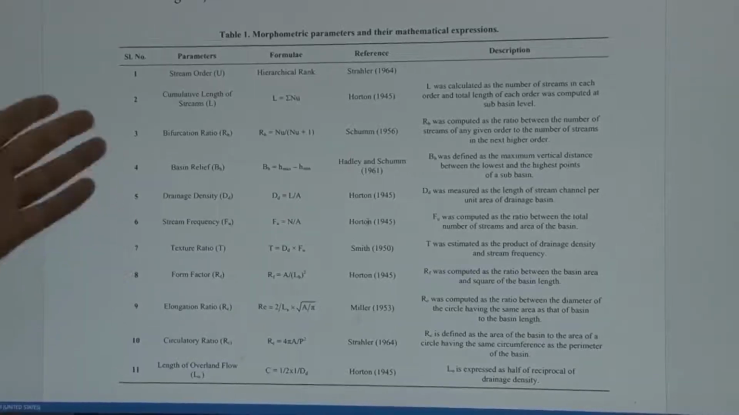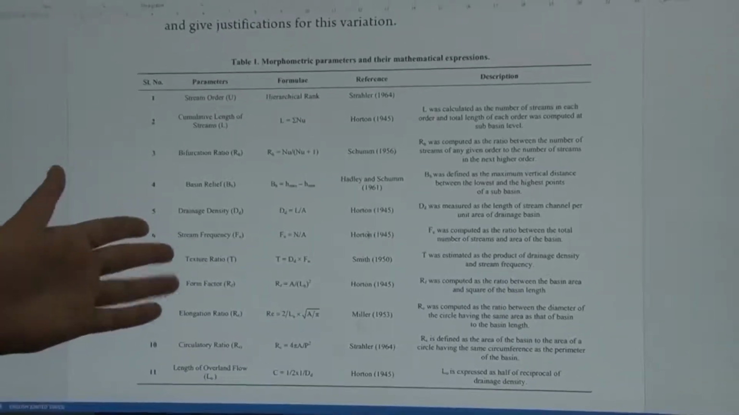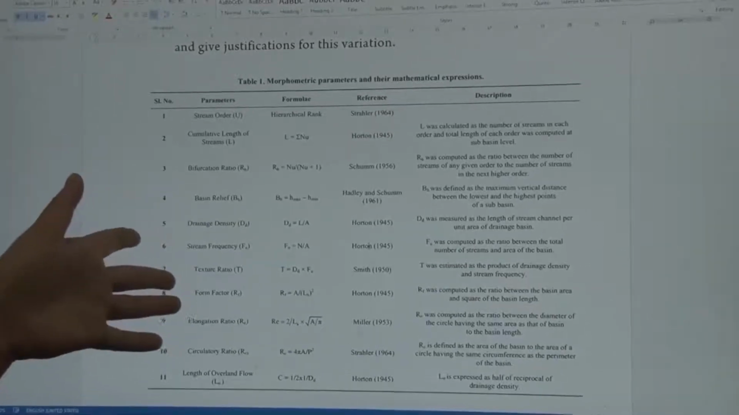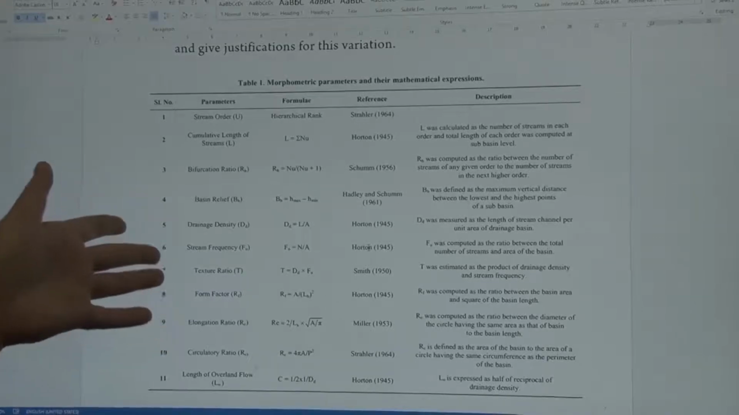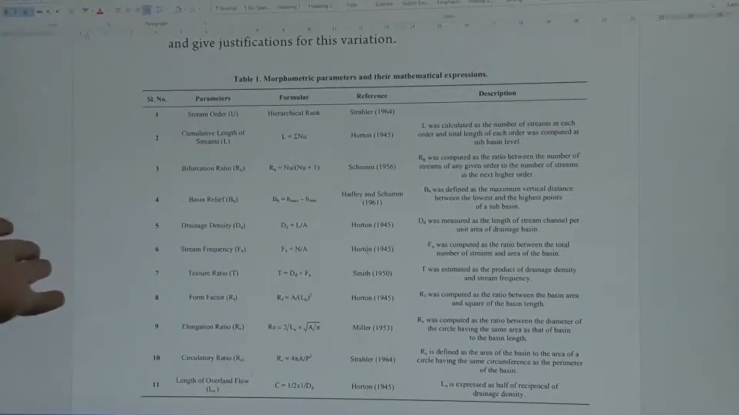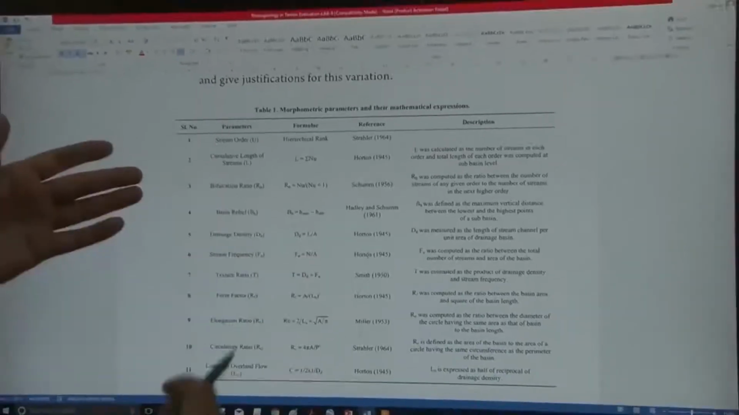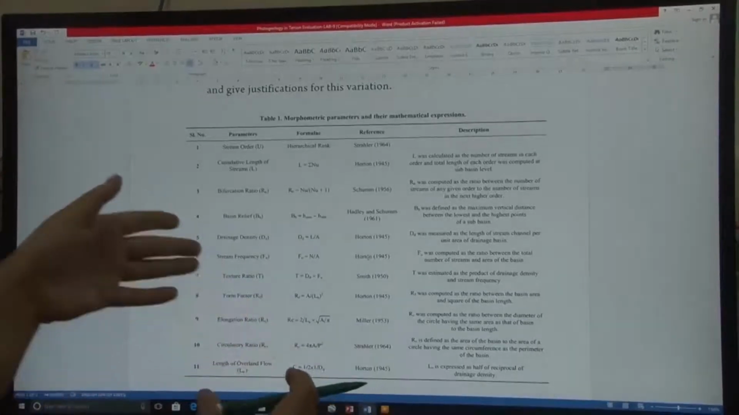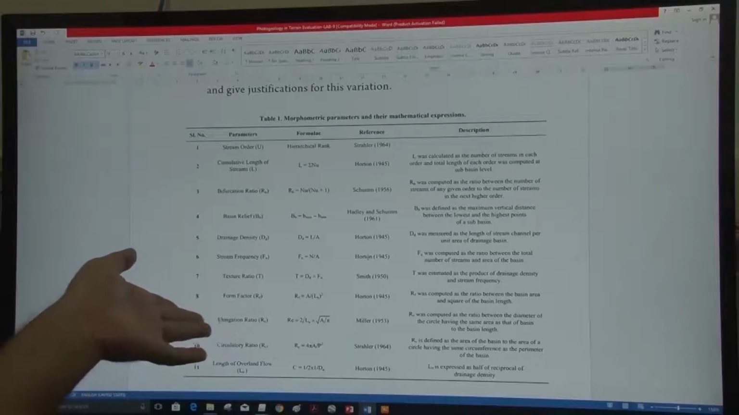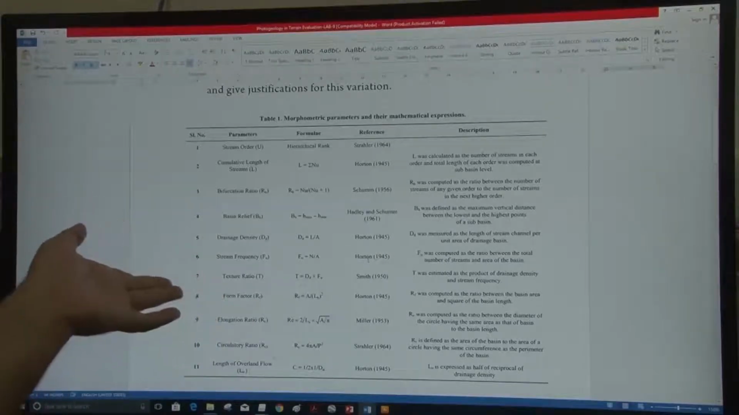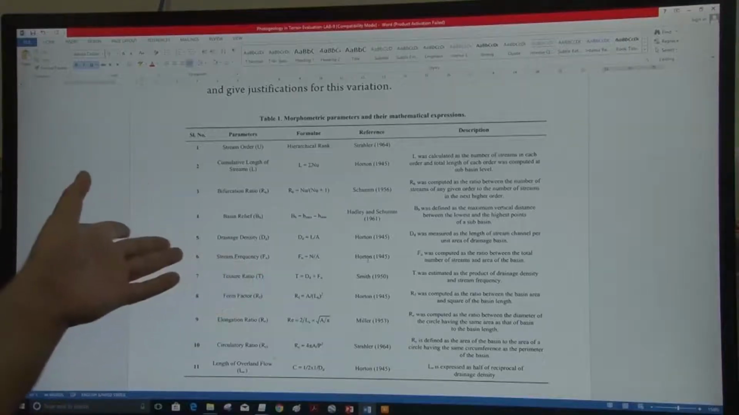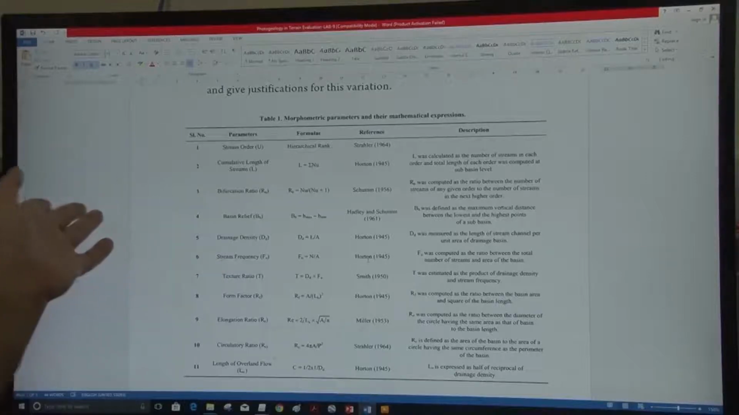You can calculate some of them, because you are only given an image or a photograph, and you are going to first draw the drainage basin out of that. Then with the help of the number of streams, you are going to identify different types of drainage patterns, and then you have to calculate the length of these streams and the area of the drainage basin.